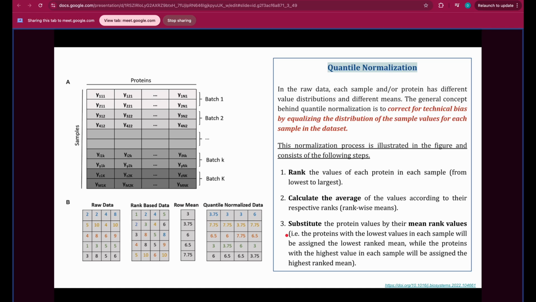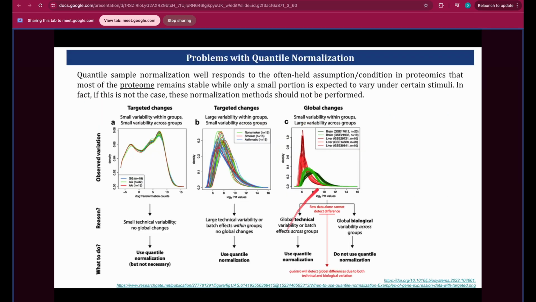So now let's move to our next slide. There are certain problems which are associated with quantile normalization. There are some assumptions with quantile normalization, that most of the proteome remains stable while only a small portion is expected to vary under certain stimuli. But this is not always the case. In certain cases, your proteome might not remain stable, it might vary. In that case, quantile normalization can cause some problems.